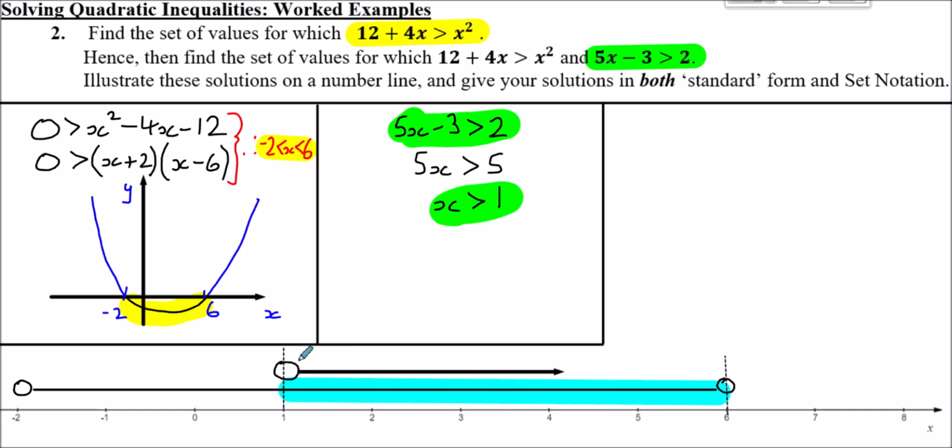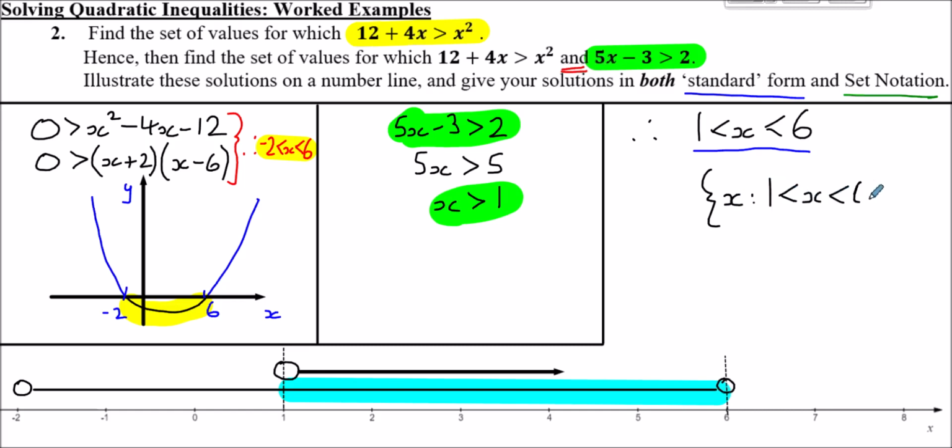So the number line helps us to see where these overlap. Where they overlap, that's where one and the other are true. So therefore we can say that x must be between 1 and 6. So in standard form, we have this. And using set solution, so set notation, it's going to be like this. We're going to have the curly brackets and x such that x is between 1 and 6. And so that's just a way of writing them in the two different forms.